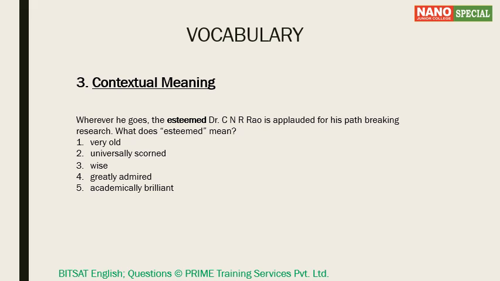So this is contextual meaning. This is one question type which is closely related to the synonym question type. So we've seen three so far: antonyms, synonyms, and contextual meaning.